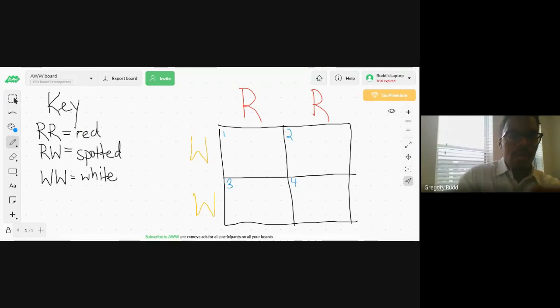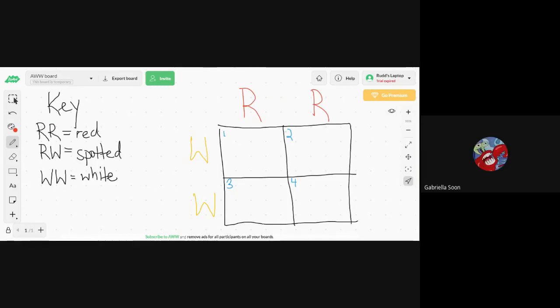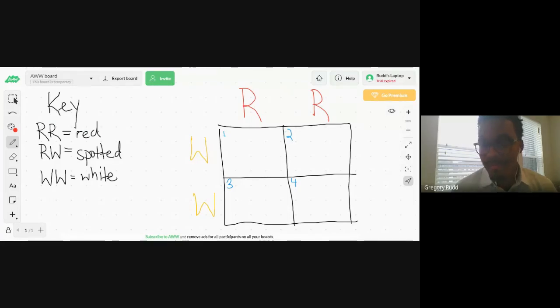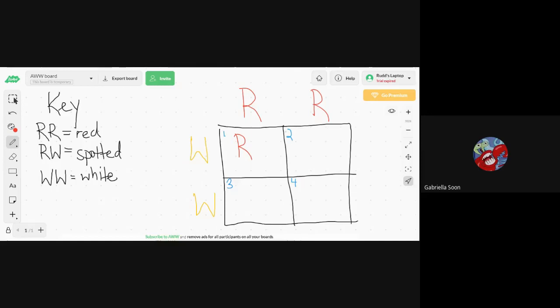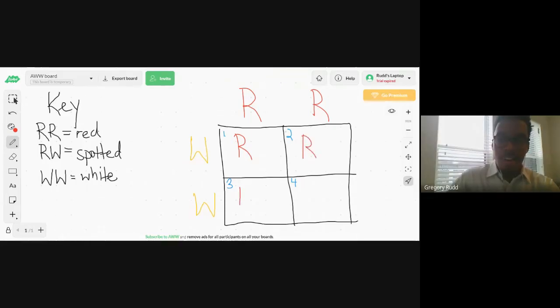1, 2, 3, 4. What genotype goes in box 1? RW. What about box 2? RW. What about box 3? RW. And box 4? RW. They literally are all RW. So I'm just going to write all my R's at once and all my W's at once.